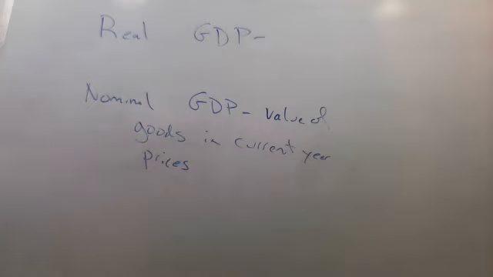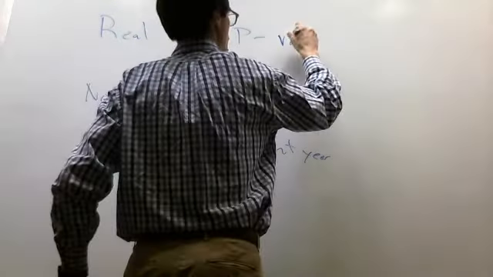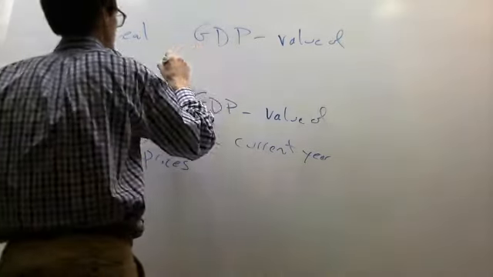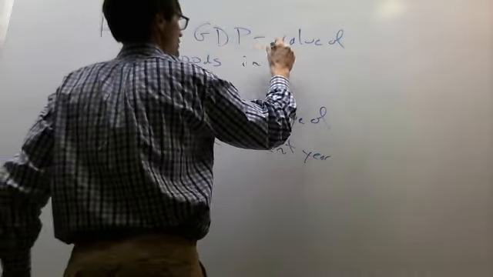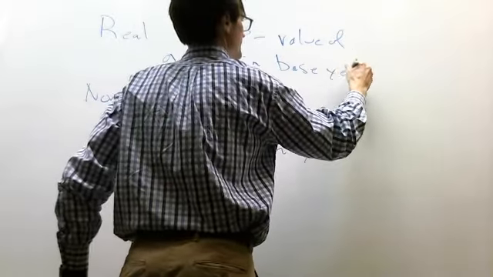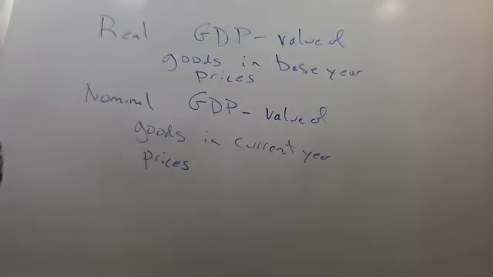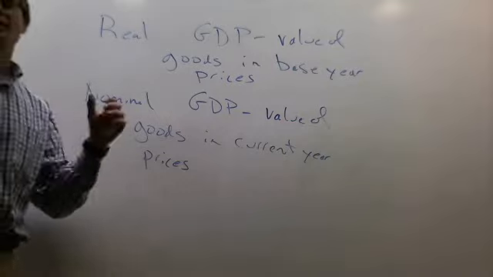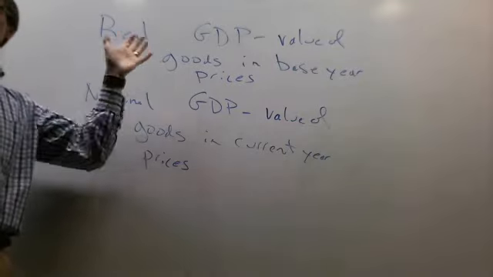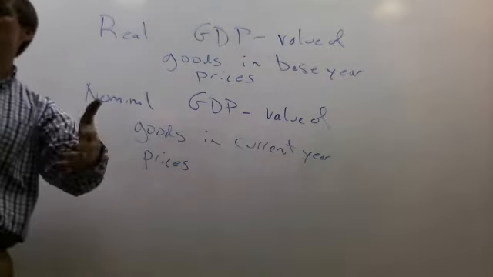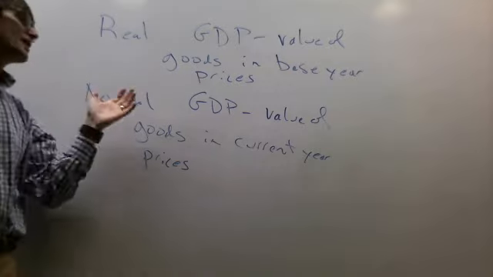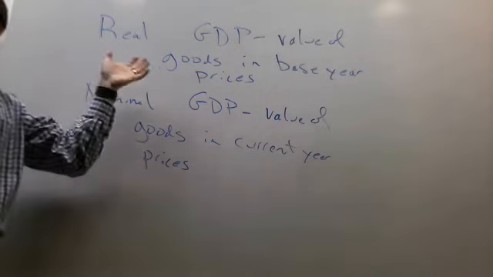And the way that we get away from that is that we talk about the value of goods in base year prices. So instead of current year prices, we use base year prices. Another way of thinking about real GDP is just to think of it as inflation-adjusted GDP, right? When you take away the effects of price changes, that's what real GDP is.